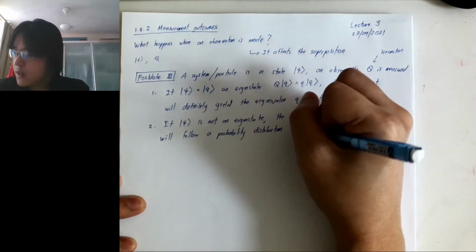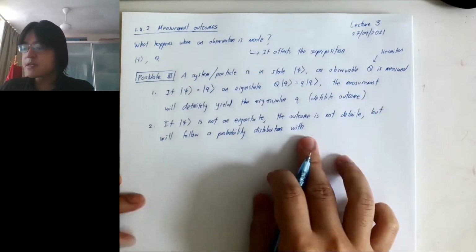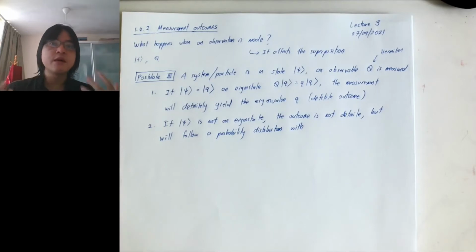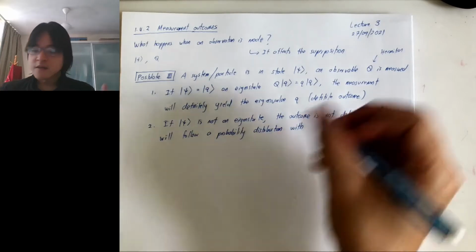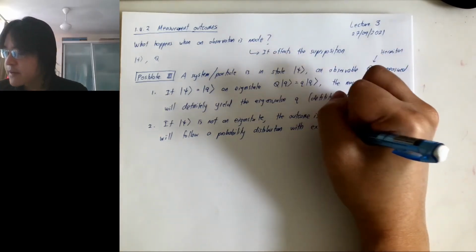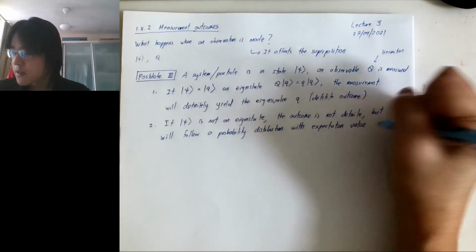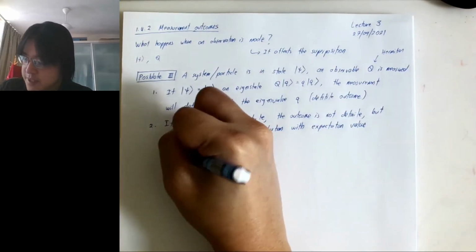Okay, and then if it's a probability distribution, then what will be the average value of your measurement outcome? When it comes to probability, what do you calculate? The mean, the average, or in statistics they call it the expected value, right? So with expectation value, I use this symbol.